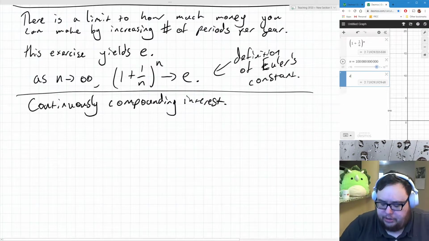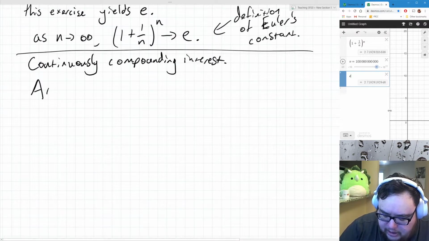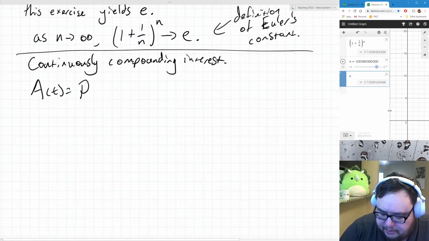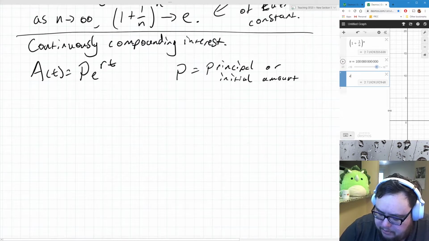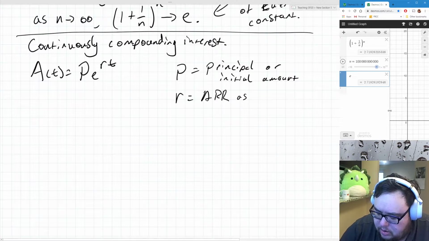But continuously compounding interest is A of t is equal to P times e to the rt, where P is, of course, as usual, the principal or initial amount. r is the APR as a decimal, and t is the number of years, and e is Euler's constant.